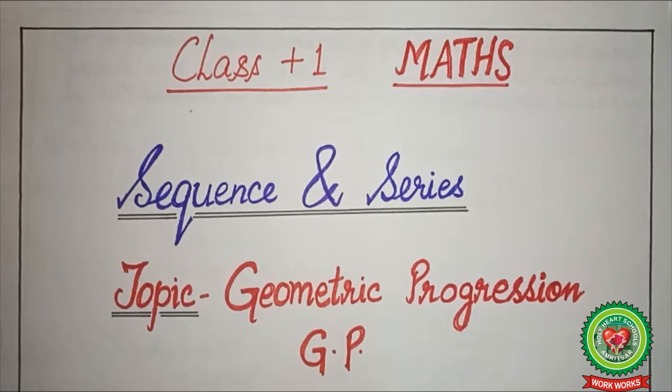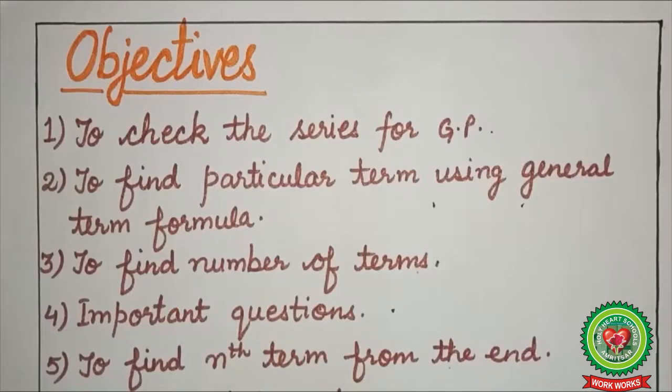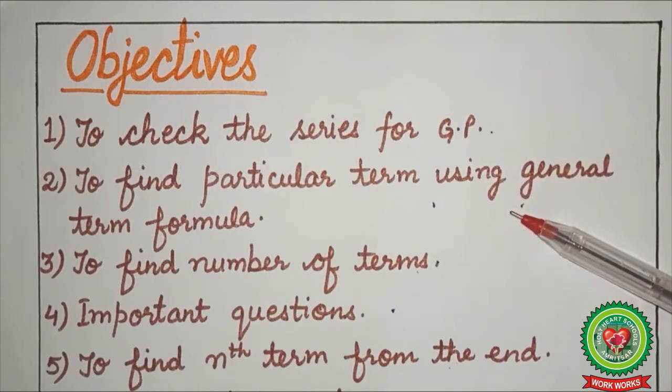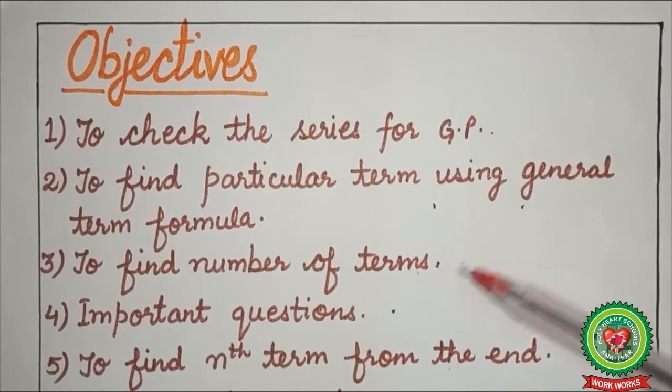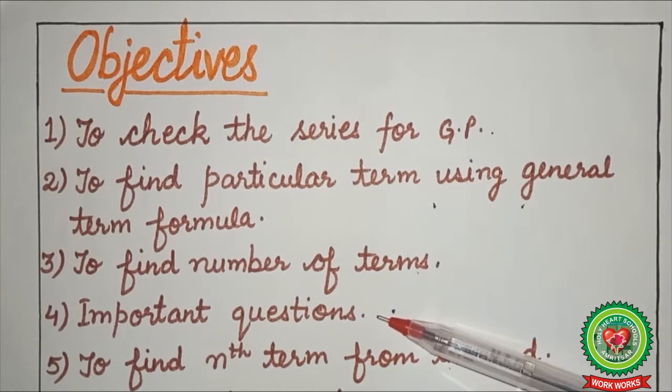Students, we are doing the topic geometric progression of the chapter sequence and series, and we have completed its objectives. That is, first, to check whether the series is a GP or not. Second, to find a particular term using the general term formula. Third, to find the number of terms. Fourth, some important questions were discussed. Fifth, to find the nth term from the end.